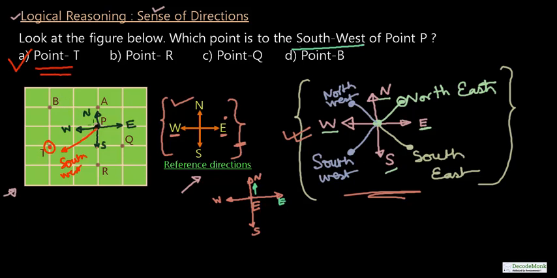Let us look into the other points and try to figure out which point is in which direction. This point B is in the northwest direction. Point A is in the north direction with reference to point P. Point Q is in the southeast direction, and point R is in the south direction. I hope now the things are clearer to you. Please practice such type of question as much as possible. These questions are very common.